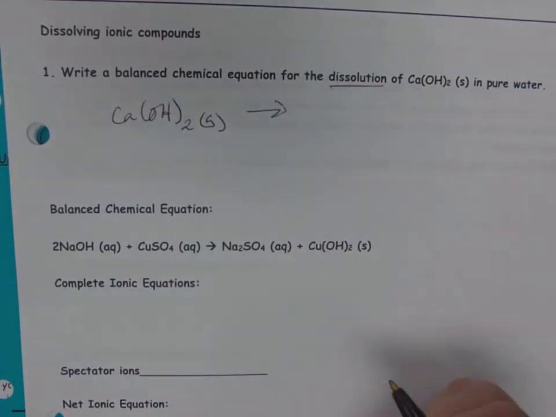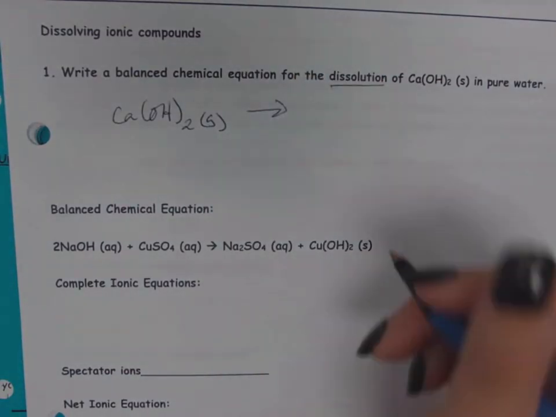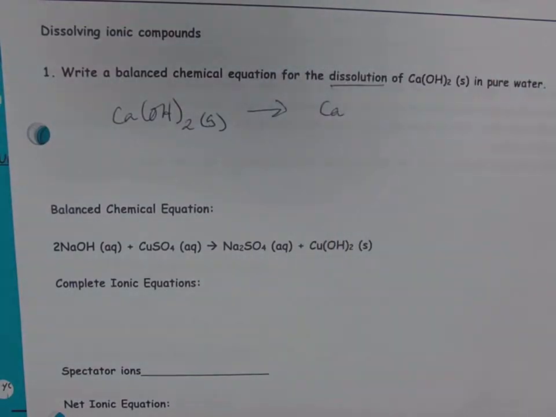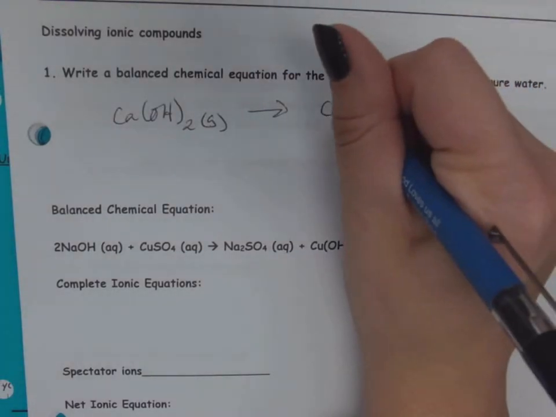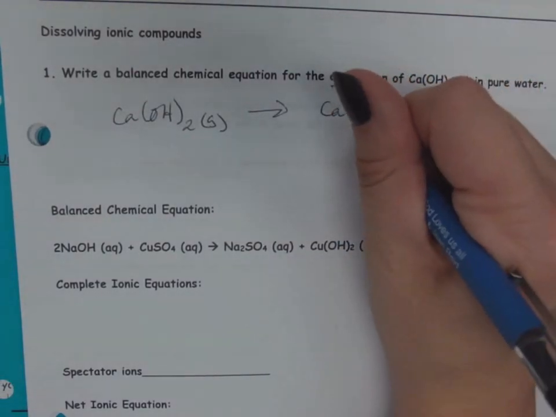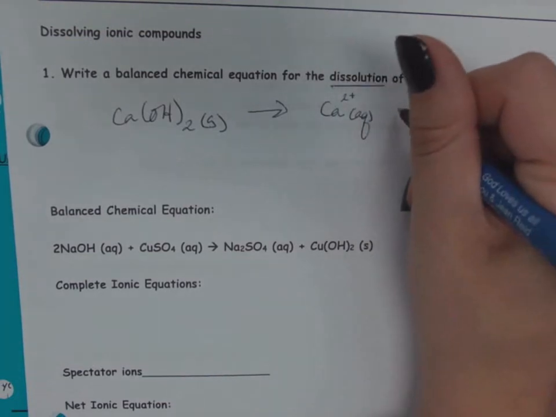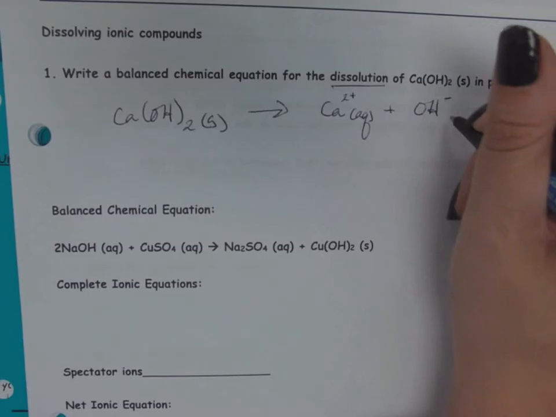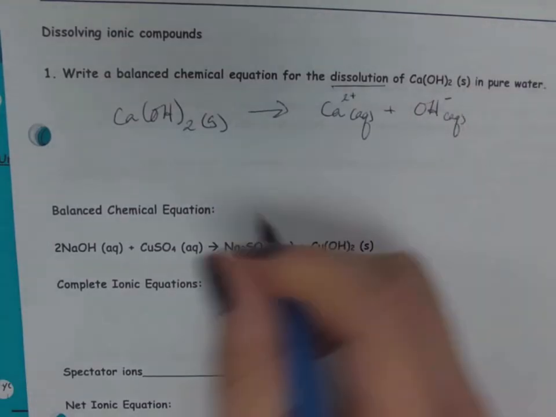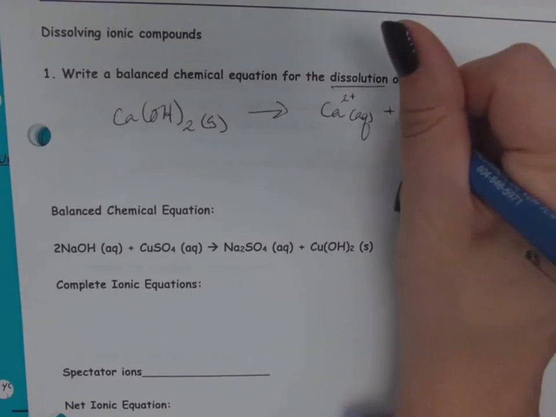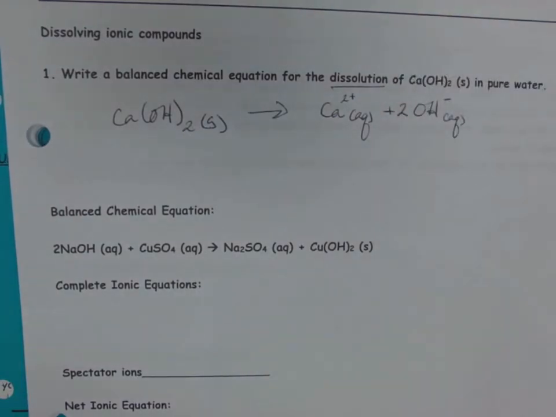Okay, so we're going to take this, we're going to put it in water, and the water is going to break it apart so that we get Ca, and calcium is in group 2, so this is a 2+ ion, and it's dissolved in water now, so that would be aqueous. Plus OH minus aqueous, but there were 2 of those, right? So when I break it apart, we get 2 of those.